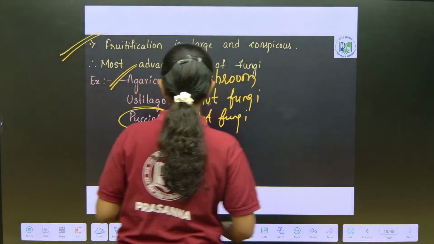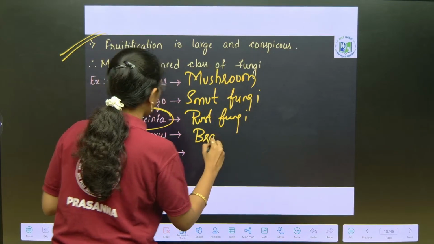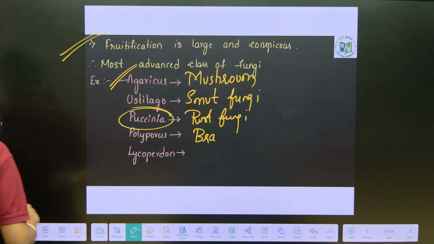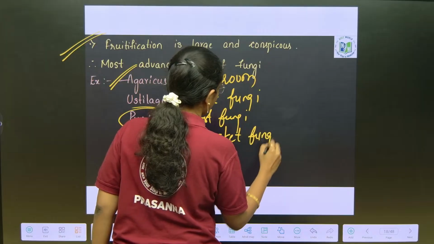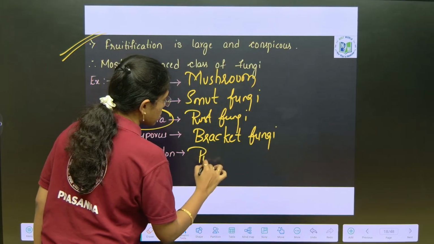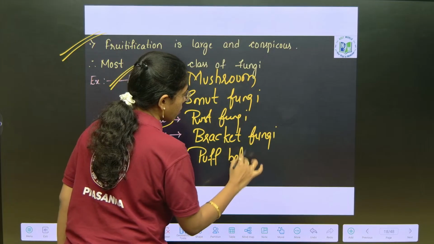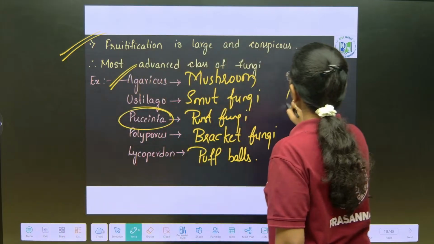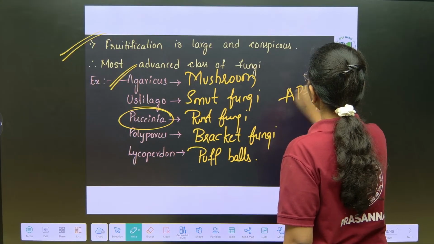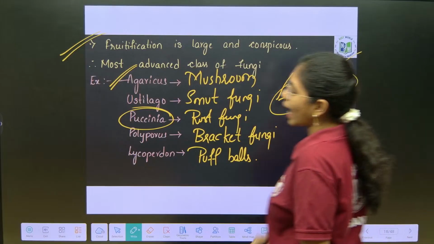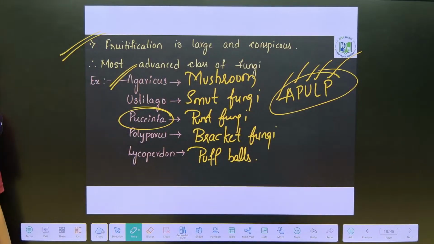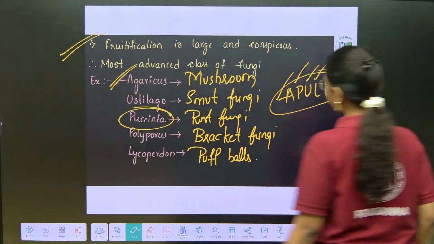How can we remember this? Polyporus, bracket fungi. Lycoperdon, puffballs. Okay. So, this you can remember as a pulp. Fine, right? Agaricus, Puccinia, Eustylago, Lycoperdon and Polyporus. Okay. Next, if you see, yeah. So, these are the examples of Basidiomycetes.